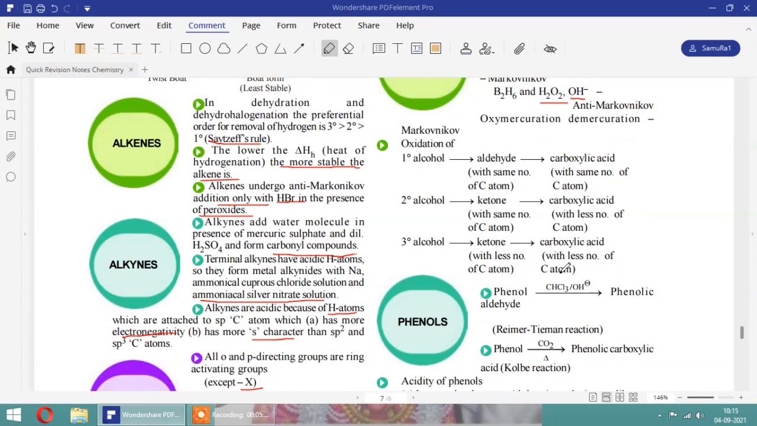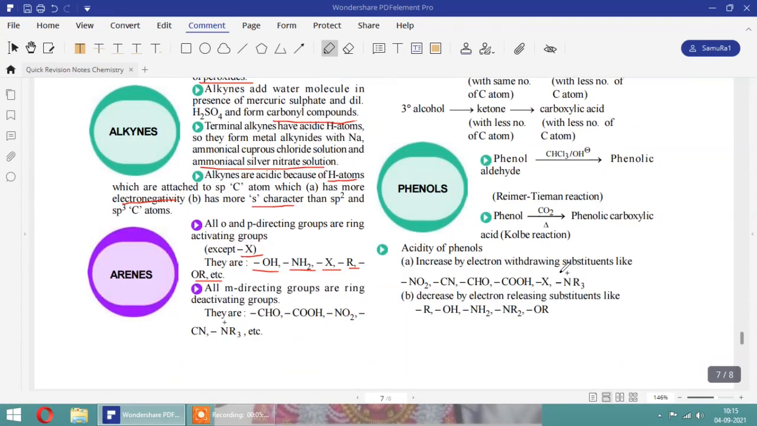Remember this one. We come to the next chapter, phenol. Phenol plus chloroform in the presence of base gives phenolic aldehyde. It is called the Reimer-Tiemann reaction. Phenol in the presence of carbon dioxide gives phenolic carboxylic acid, called the Kolbe reaction.